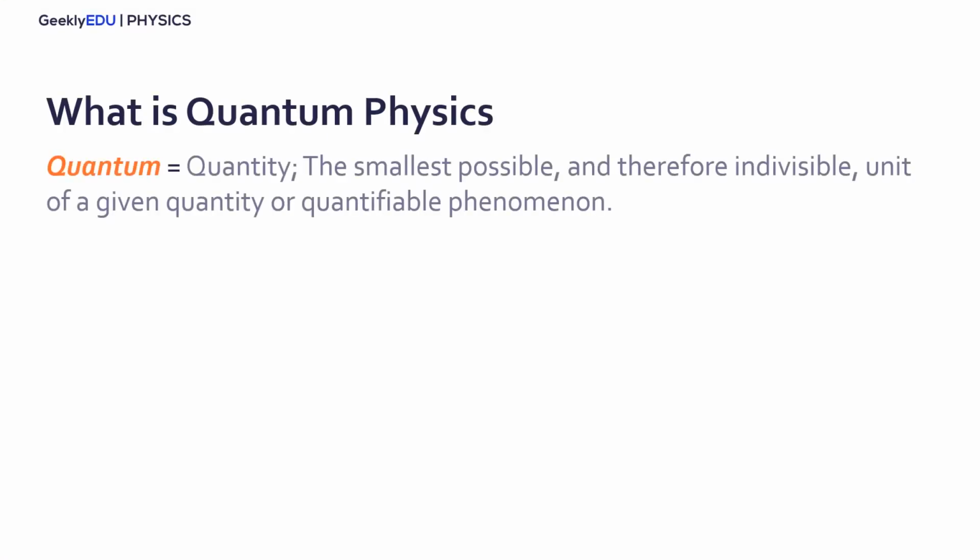Let's start understanding a little bit better what is quantum physics. Well, the word quantum is a Latin-derived word that means quantity. And in physics, that's the smallest possible unit of a given quantity or quantifiable phenomena.